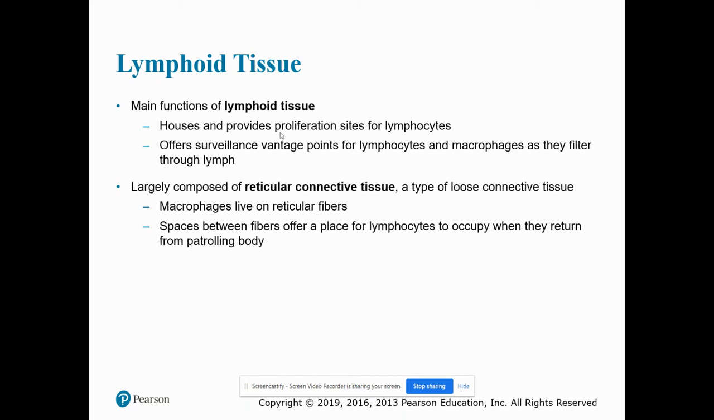So the main functions of lymphoid tissue are to do two things: house and provide proliferation sites for lymphocytes, and offer surveillance vantage points for lymphocytes and macrophages as they filter through lymph. Lymphoid tissue is largely composed of reticular connective tissue. And if you remember from AMP1, reticular connective tissue is a loose connective tissue type. The macrophages live on the reticular fibers, which I showed you on the previous slide. And then the spaces between the fibers give a place for the lymphocytes to hang out whenever they return from patrolling the body.